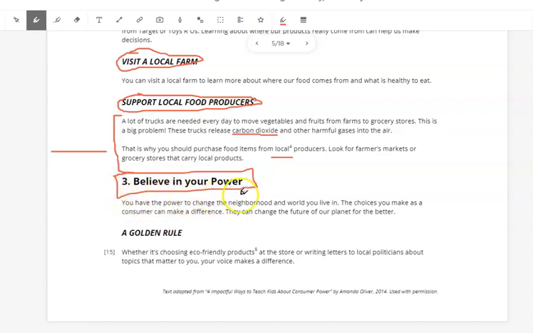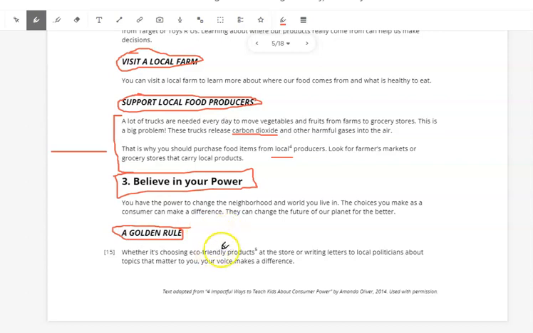You have the power to change the neighborhood and world you live in. The choices you make as a consumer can make a difference. They can change the future of our planet for the better. A golden rule. Circle that subheading.